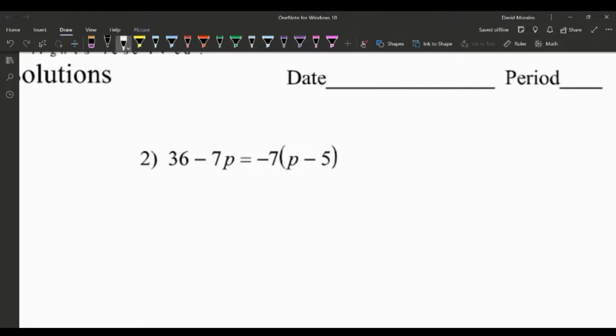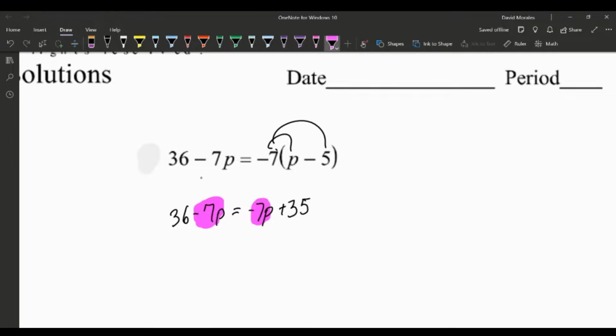Okay, so let's go ahead and try this problem right here. This is number 2. And this side, of course, is already simplified. So 36 minus 7p equals, now we're going to distribute. Negative 7 times p is negative 7p. Negative 7 times negative 5 is positive 35. Both sides are simplified, so we have to move these p's.